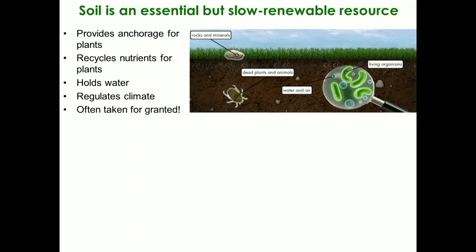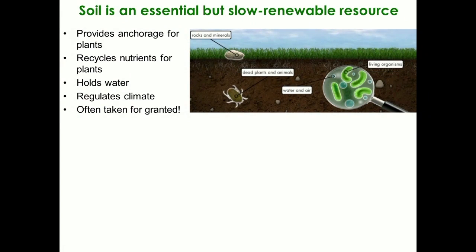So the soil itself is a matrix that's providing anchorage for plants. Obviously the roots are being anchored in this soil, but of course also it's the source of the essential nutrients that the plants and other organisms need to acquire. It's holding water. And also this point about regulating climate is also important to remember.